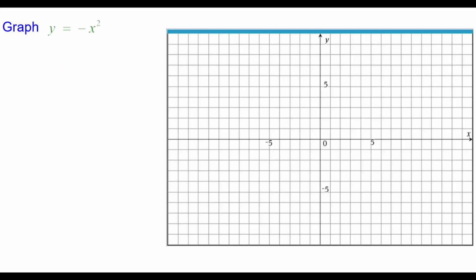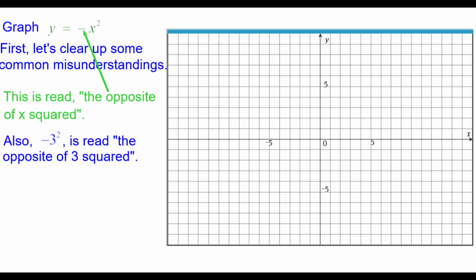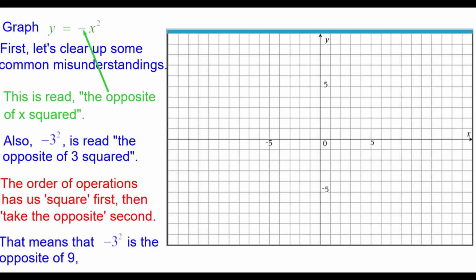Let's first graph y equals the opposite of x squared. But before we do that, let's clear up some common misunderstandings. This is read the opposite of x squared. Also, this is read the opposite of 3 squared, not negative 3 squared. That's something different. The order of operations has a square first, then take the opposite second. That means that the opposite of 3 squared is the opposite of 9, which is negative 9.